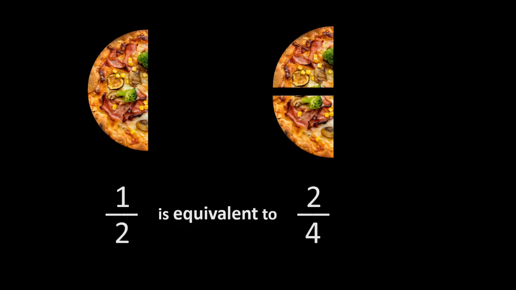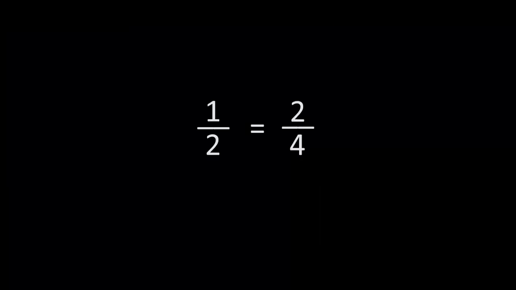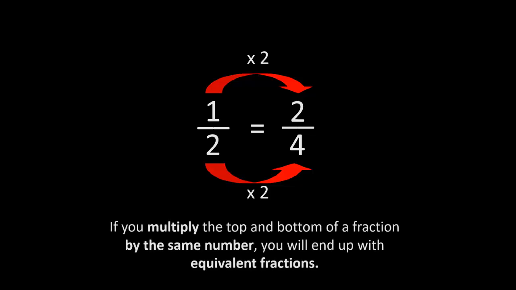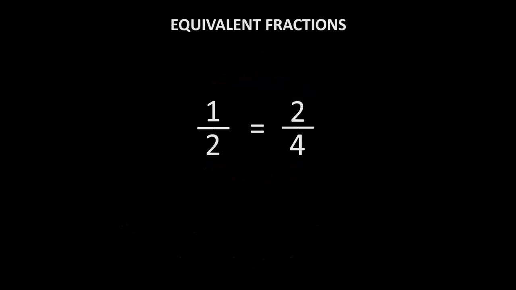Now we can't always do pizzas, can we? So we've got to think about numbers and fractions. Let's have a little look at what's happened mathematically. The one on the top of the half, we multiplied by 2 to turn it into 2. And the bottom, we multiplied by 2 as well to turn the 2 into 4. So we've multiplied the top and the bottom by the same number. If you multiply the top and bottom of a fraction by the same number, you'll end up with equivalent fractions. So we say a half and 2 quarters are equivalent fractions. They've got different numbers in them, but they represent the same amount or quantity.